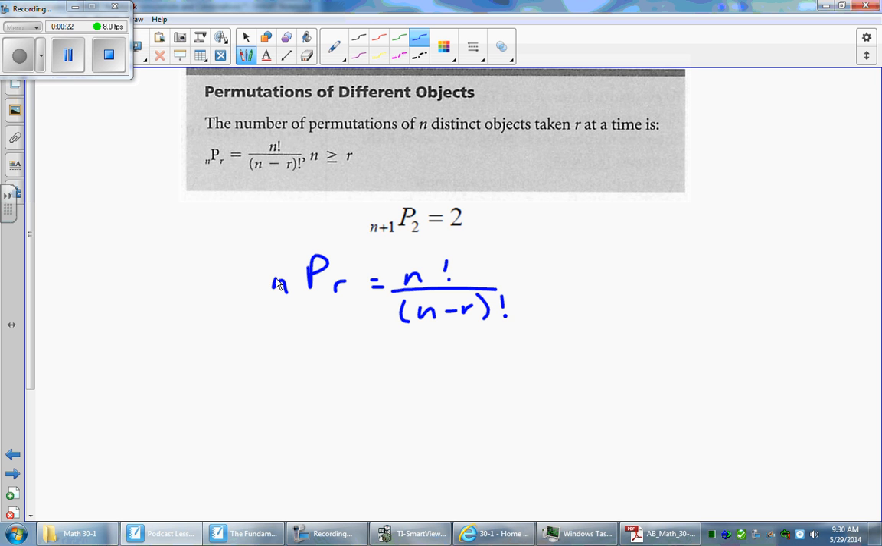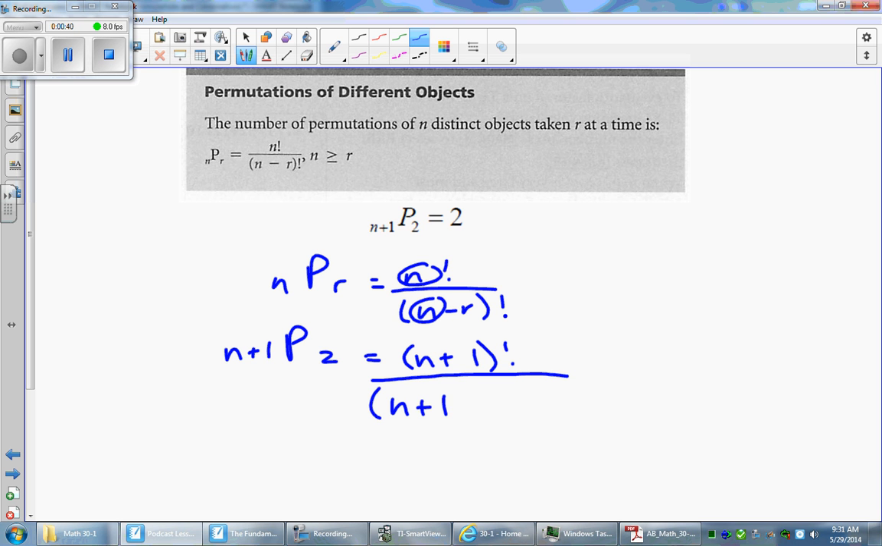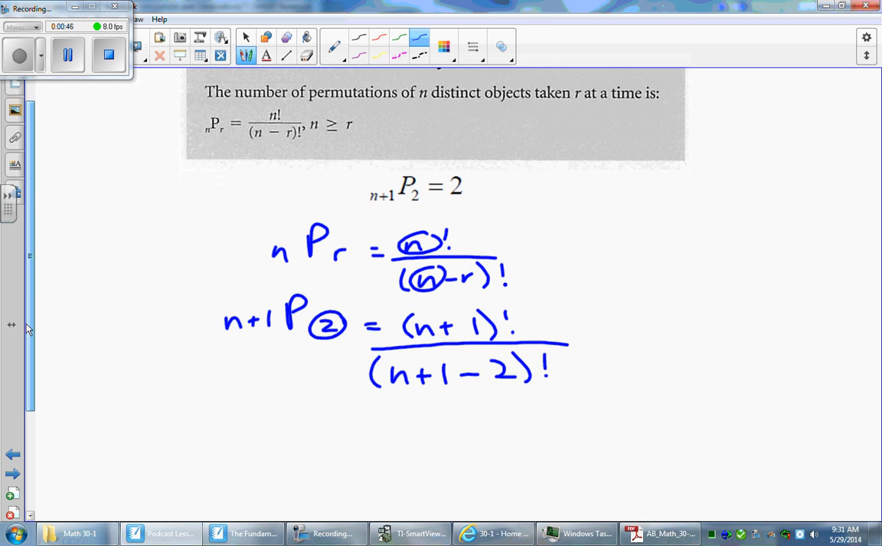All right, so we are given quite a bit of information here. So first of all, n is essentially n plus 1 here, and we're permuting 2 objects at a time. So instead of n now, I'm actually going to replace that with n plus 1 factorial. On the bottom now, that's the same thing for n here. So n now becomes n plus 1 minus the r, which is given by 2, factorial. So once again, we can go ahead and simplify this.